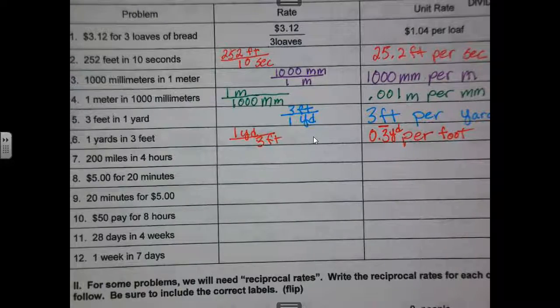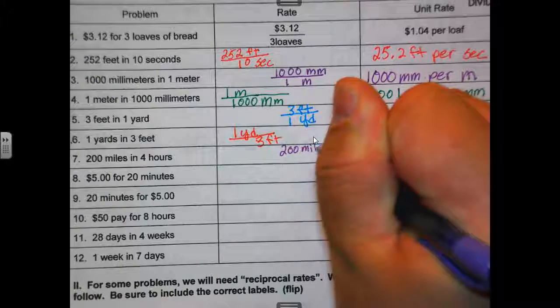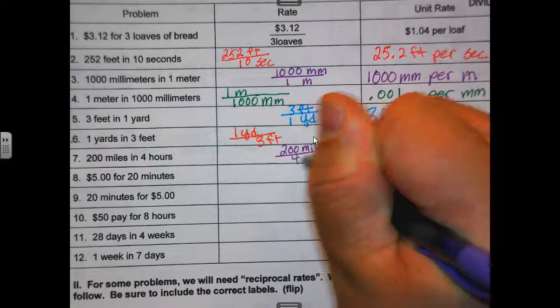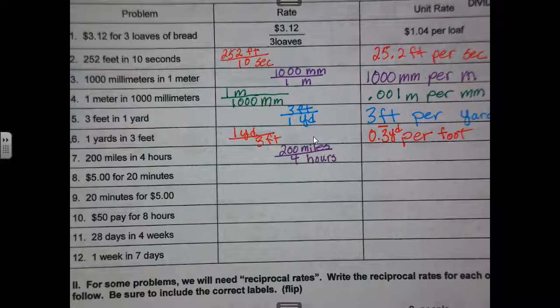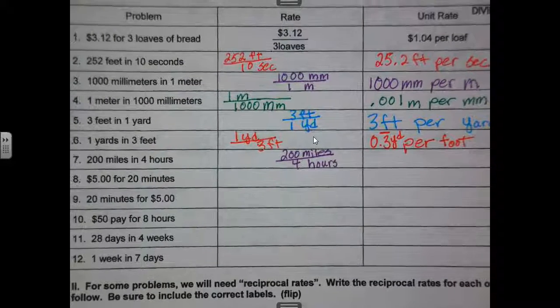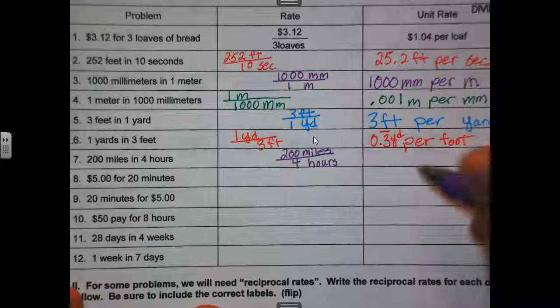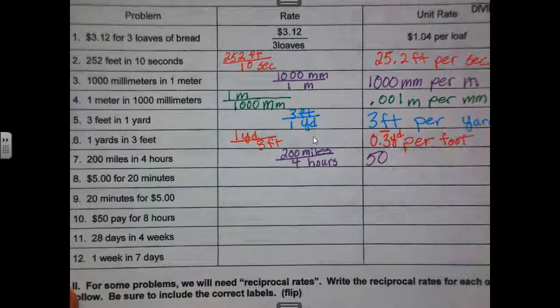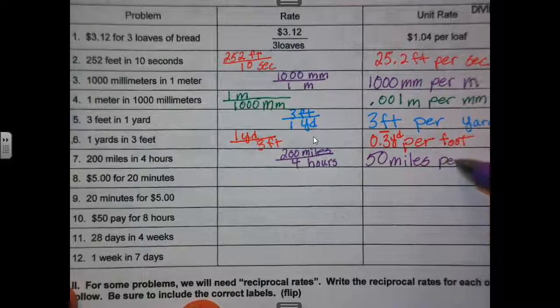Number 7, 200 miles in 4 hours. What do I get as a unit rate? What do I get for my unit rate? 5 should be 50, right? Yep, 50. You added one too many zeros. 50 miles per hour.